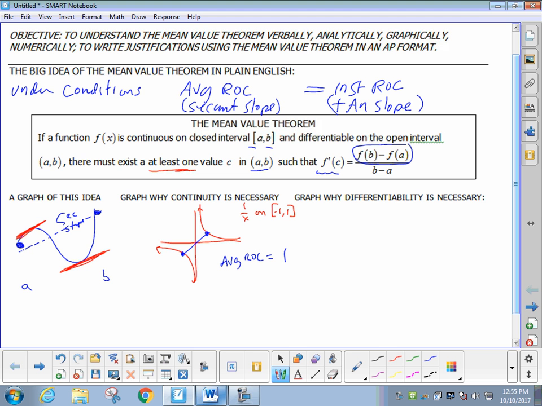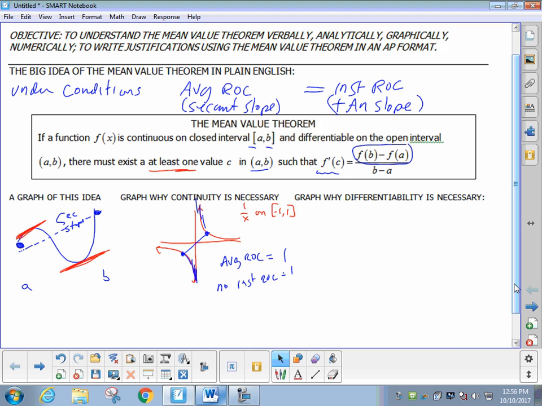And yet, if I try to draw a place where the tangent slope is 1, these slopes are all negative. These slopes are all negative. There is no place where the instantaneous rate of change equals 1. And that's why then continuity is essential. It kind of makes this huge jump in y values that throw the whole thing off.